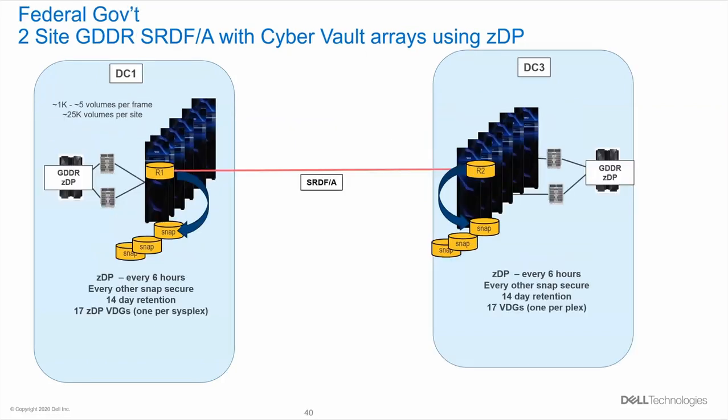Here's a U.S. federal government agency that's quite large, 25,000 volumes per site, and they have multiple different sysplexes in this environment, 17 sysplexes, and they snap on both sides of their asynchronous replication relationship. In every sysplex environment, they have a VDG defined per sysplex, and they snap on a 6-hour interval on each side. So this is a good example of how you can have both belts and suspenders and make sure that you have recovery points in all data centers. So just some examples of how some customers are using ZDP.